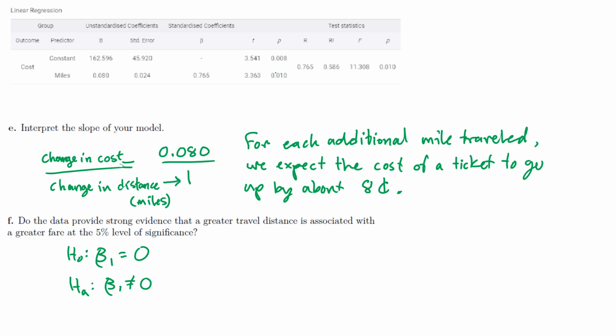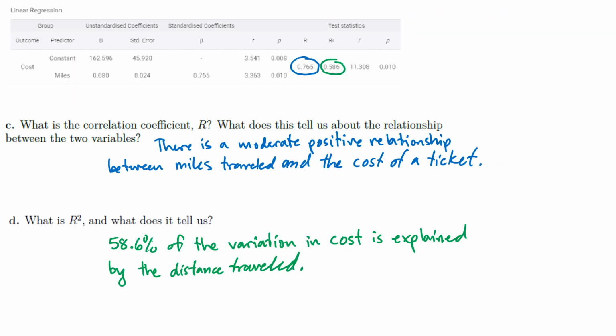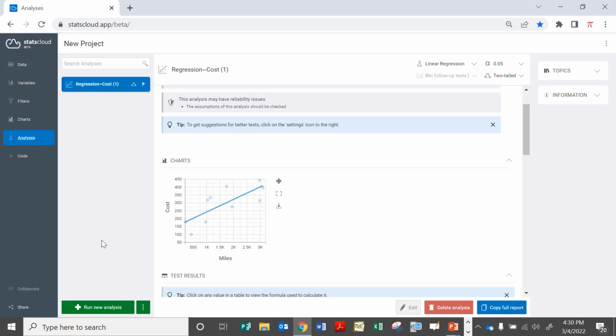So I look here and it says that we have a p-value of 0.01. So if we are using a 5% level of significance, that means we reject the null hypothesis. It would be very unlikely for a pattern like this that shows a relationship that strong between miles and cost to develop just totally due to randomness. Very unlikely, about a 1% chance of that.